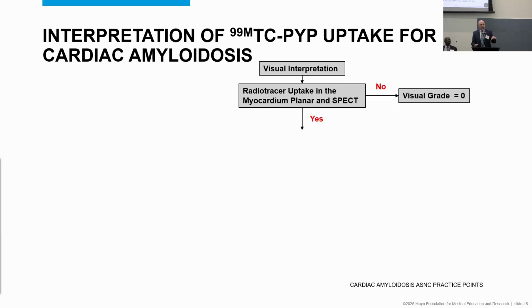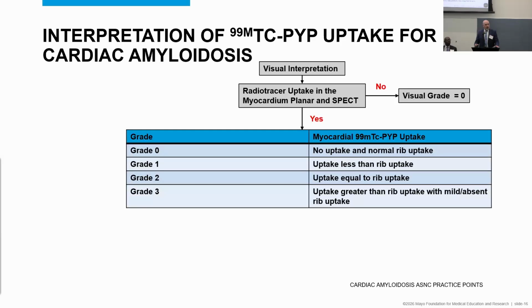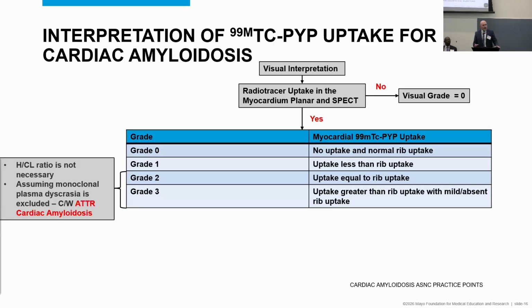If there's no uptake in the myocardium, it's graded 0. How does the grading work? Again, if there's no uptake, and you compare it to the rib, it's normal, that's grade 0. If there's uptake that's less than the rib, that's grade 1. More uptake than the rib is grade 2, and significantly more is grade 3.